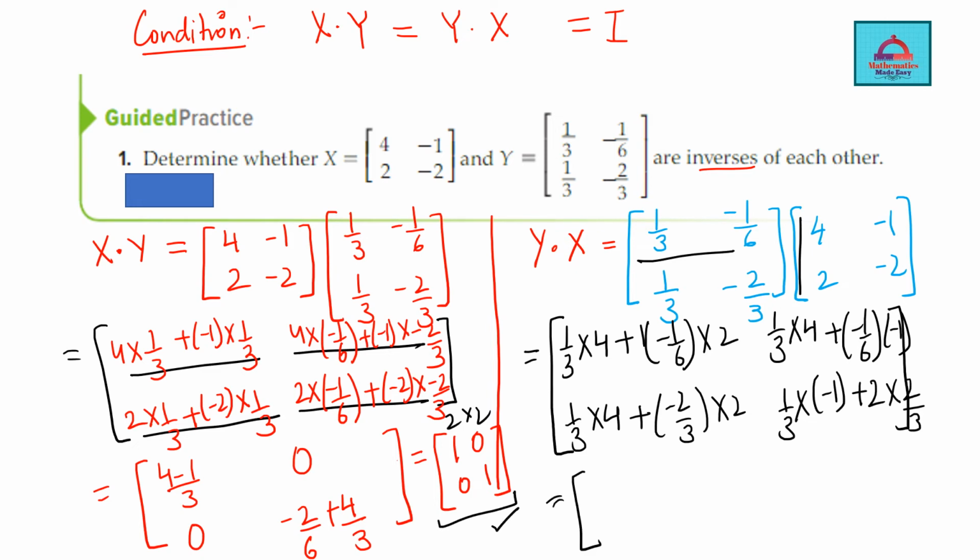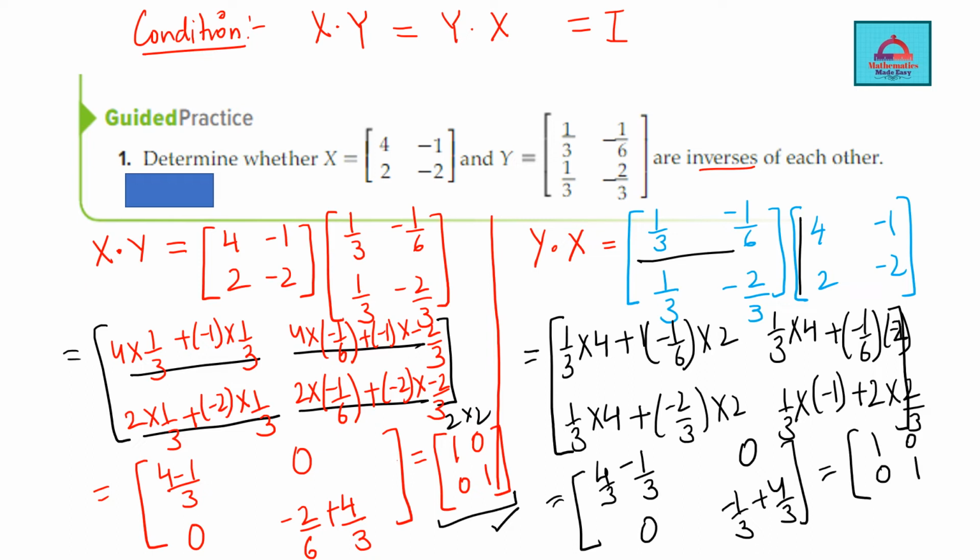Okay, so let's simplify again. This is 4 divided by 3 minus 1 divided by 3. This is actually 0. What about this? Let's see. For this element, you had taken 1 by 6 with negative 2. So yes, again, this is also 0. And for this one, minus 1 by 3 plus 4 by 3, so 1. Oh yes, this is also identity. So both are equal. This is also identity. So is the condition true? Yes. So they are going to be inverses of each other.